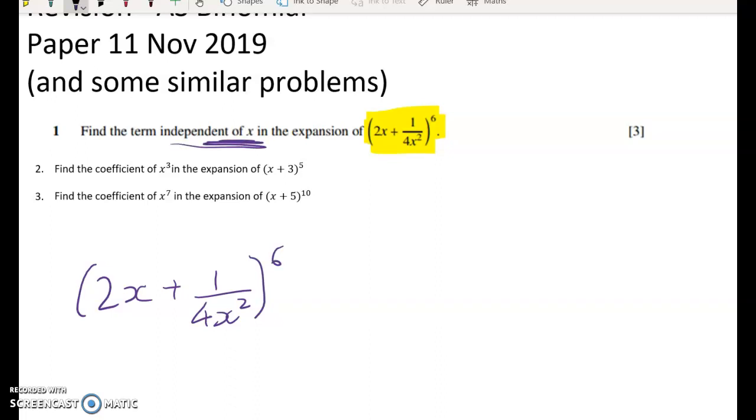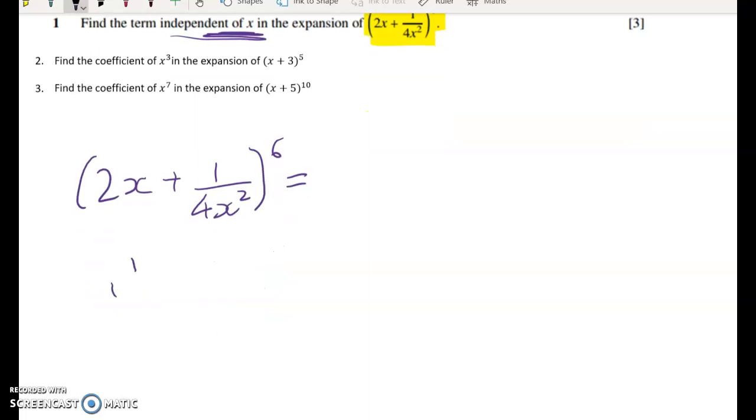Now, there are two ways to do this. You can use what's called a general term, but I think you're more likely to muck that one up. So the way that I prefer to do it is to just write out the first few terms and get a feeling for the pattern. So in here, we know that we're working with the sixth row down of Pascal's triangle, so those coefficients are going to come out of that pretty easily.